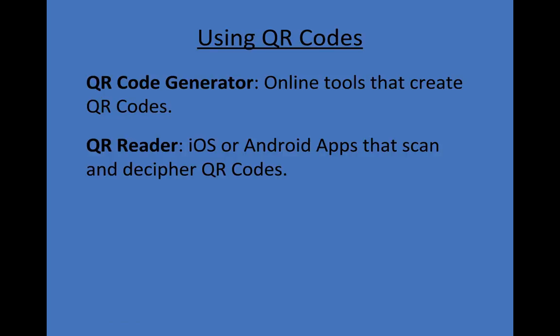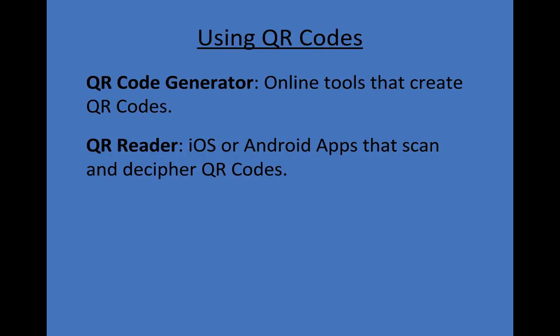The other thing you'll need is a QR reader. This is going to come from an iOS or an Android app. So either go to the Apple App Store or go to the Android market. You can just download free QR readers that will decipher the code. You're going to use the camera on your phone to scan the code, and then it'll direct you wherever it needs to direct you.